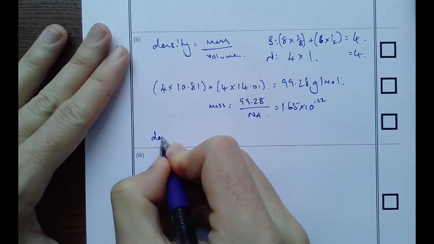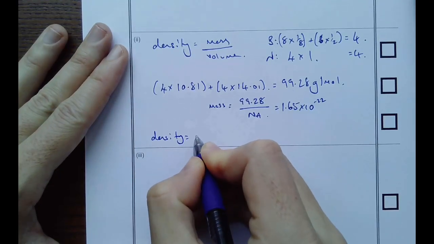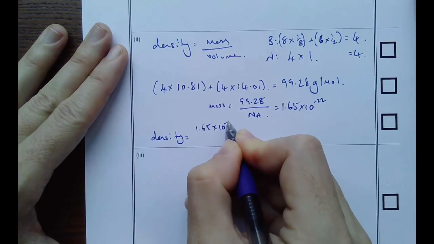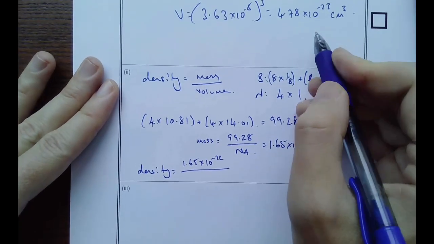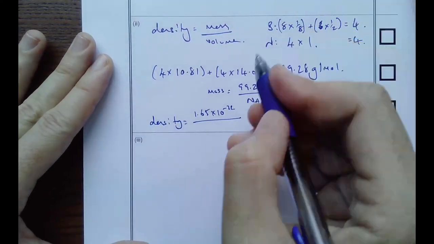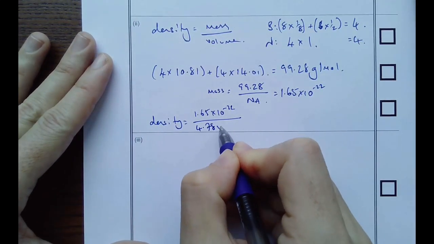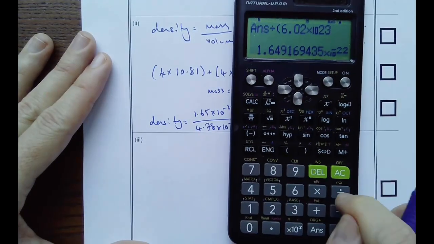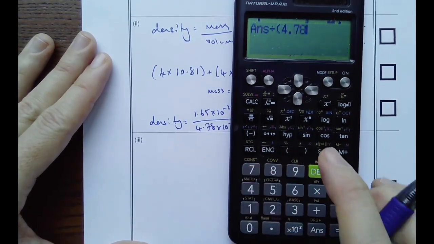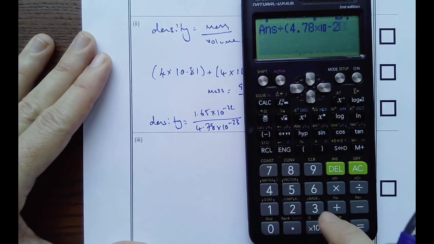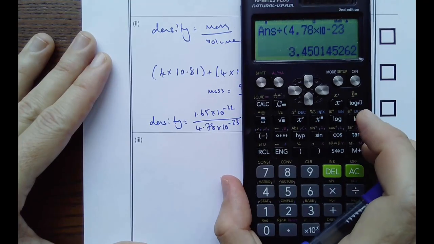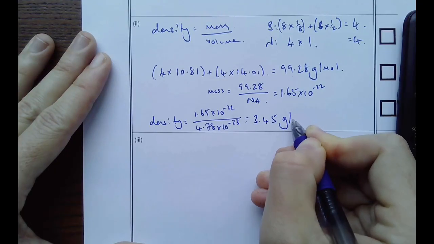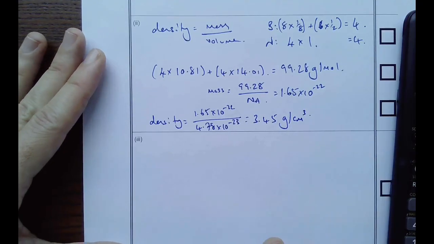So now my density is my mass, 1.65 times 10 to the minus 22, divided by the volume, which I found up here, 4.78 times 10 to the minus 23. So divide that by 4.78 times 10 to the minus 23. Gives me 3.45 grams per centimetre cubed. Outstanding.